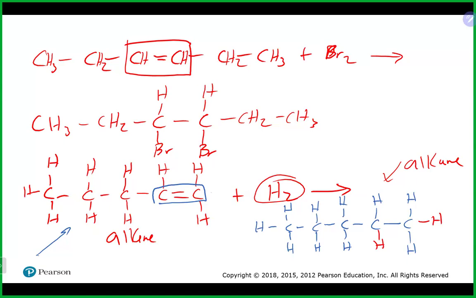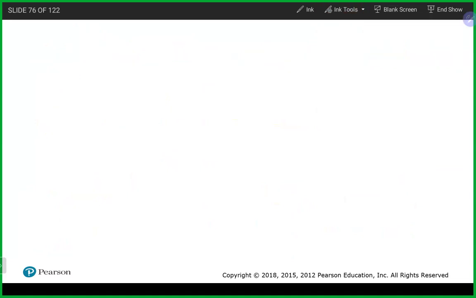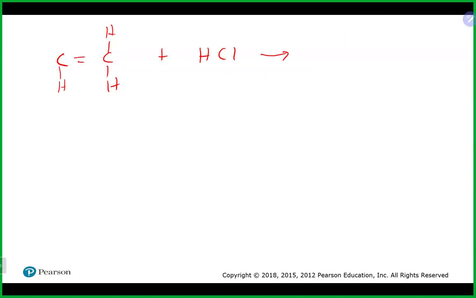Now, these are symmetrical addition reactions. There are also unsymmetrical addition reactions where you're actually adding two different things. Just to finish, to show you how that works, we'll do some more examples next time. If you have something like this and we add something like HCl, actually, I'll make one more carbon on that. Let's do this guy here. This is sometimes referred to as an unsymmetrical addition because you're adding H and Cl, as opposed to the first one, where we were adding two Brs, two Hs, and so on.